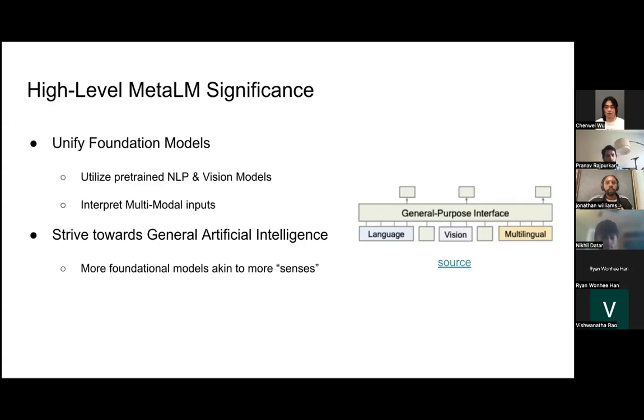So the high level significance of this MetaLM publication is that it's taking an incremental step towards general artificial intelligence, because MetaLM fuses both a vision foundational model and a language foundational model. And it just pulls those models from prior publications. Because it can draw upon prior foundational models, it can interpret multimodal inputs. So it can interpret both textual inputs and image inputs. So it has multiple senses, if that makes sense.